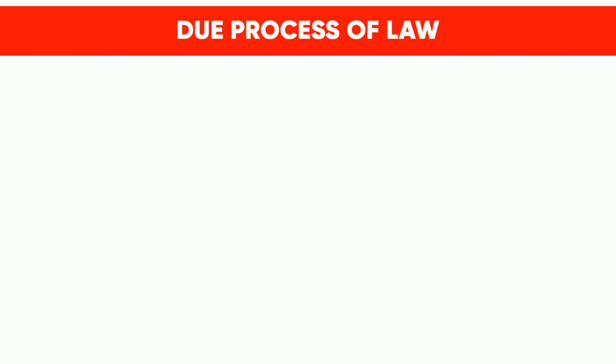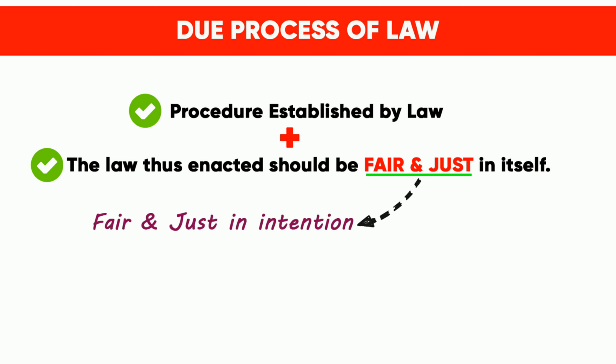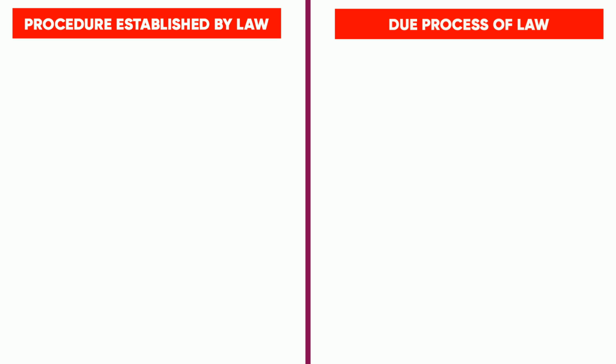Here, under the concept of due process of law, both the procedural as well as the substantive aspects are taken into consideration. That is, the law should be fair and just, not only in its procedure, but it should also be fair and just in its intention as well. Thus, unlike in the case of procedure established by law, the moral side, or fairness of the end result, is also taken into account in due process of law. That is, both the procedural and the substantive aspects are taken into account under the concept of due process of law. Now, let's recall what we have learnt.